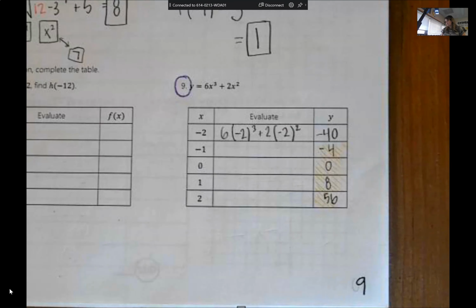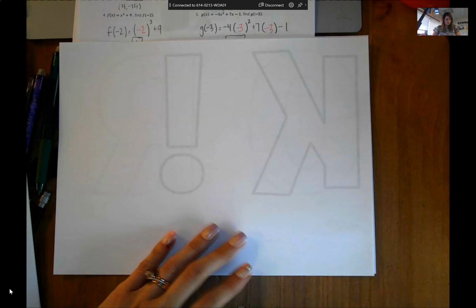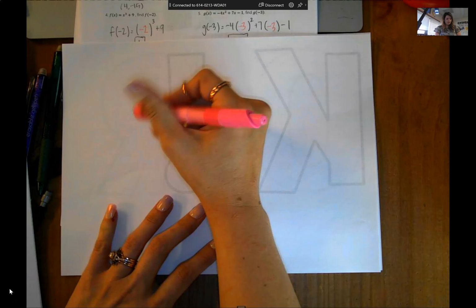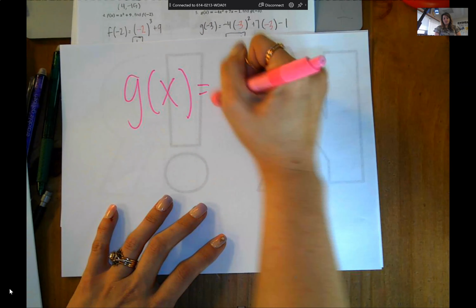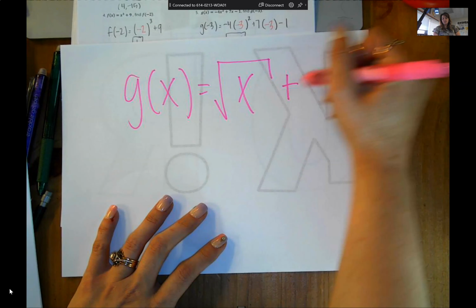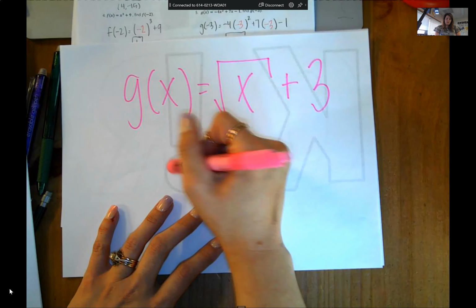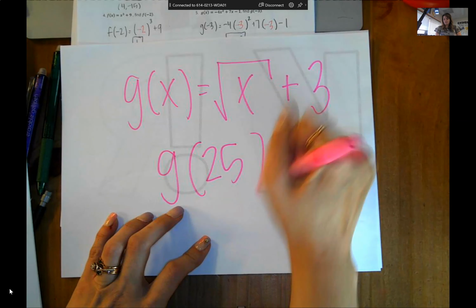So we did not do table 8, and that's fine. So you can just put answer on your little whiteboard if you want. No biggie. Oops, not freeze. Zoom out. Okay, let's do g of x is root x plus 3. Find g of 25.